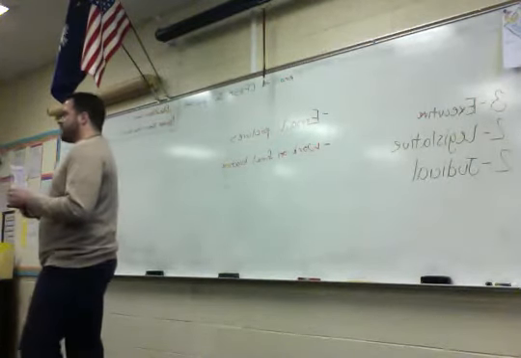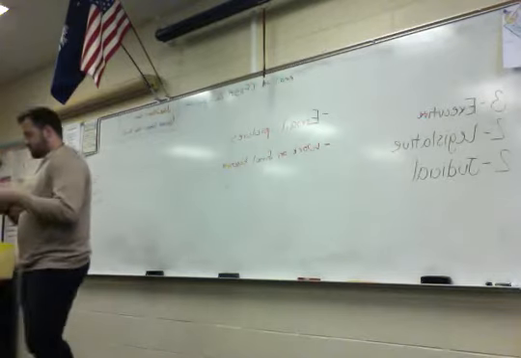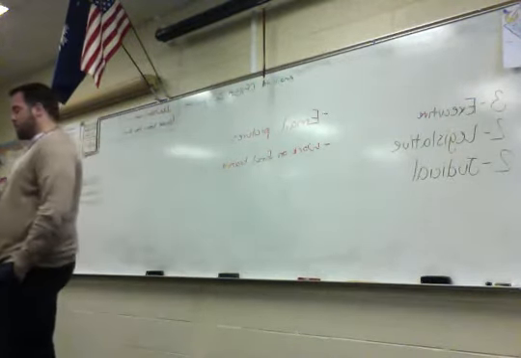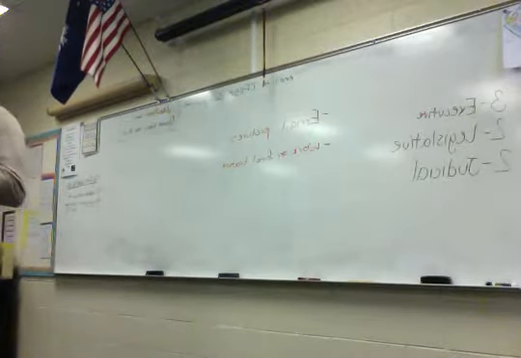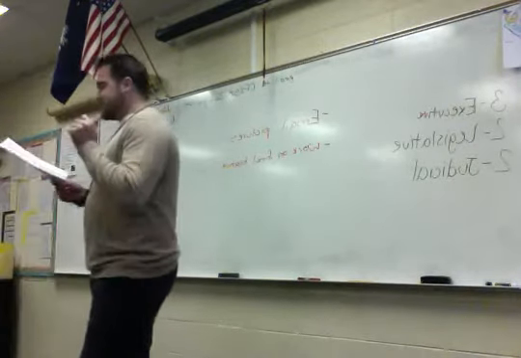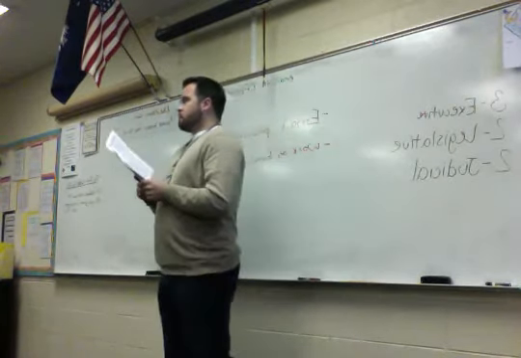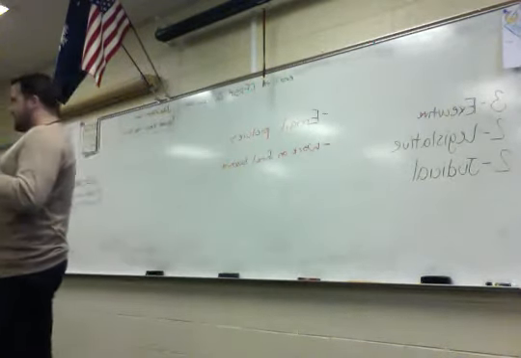Okay, let's talk about this first. The executive branch of the government includes the president, the vice president, and the cabinet. President, vice president, and the cabinet need to be highlighted. Okay, those are the three parts of the executive branch.